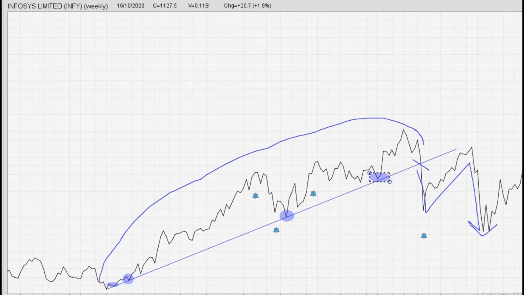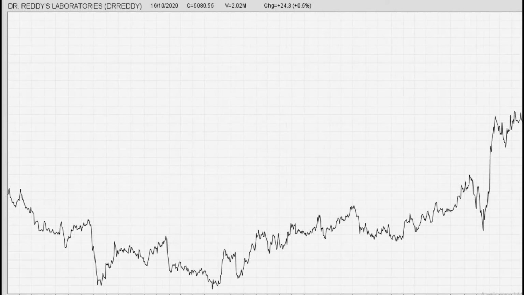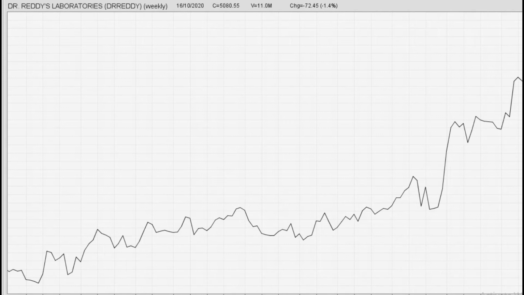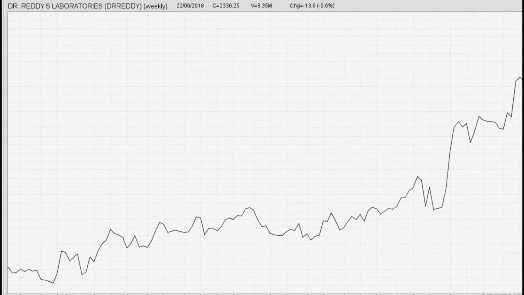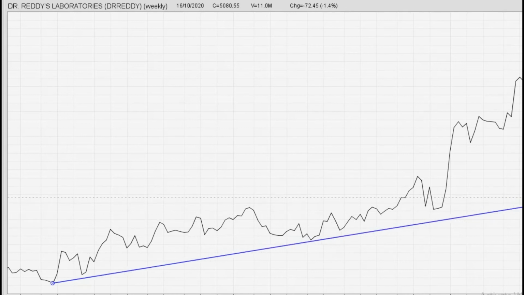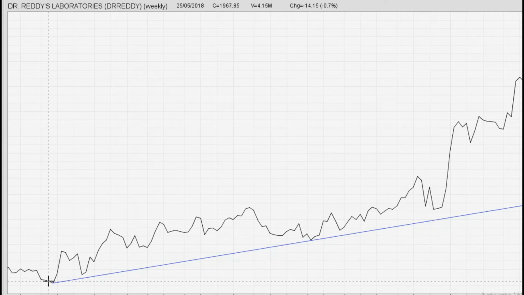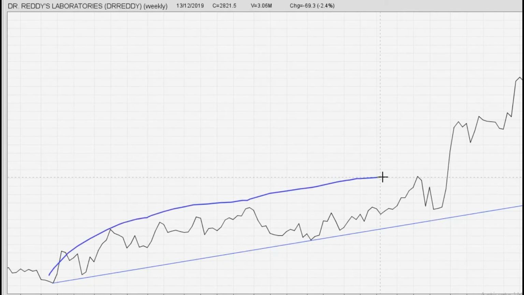Let me go to Dr. Reddy's Laboratories. Let's try drawing here uptrend line. Let me try weekly chart first. I'm adjusting the chart. Now this is the lowest point for me, and from this point I'm just pulling the line here. Yes, this has been the uptrend line. Now if you see, this entire journey of the stock has been above the trend line.